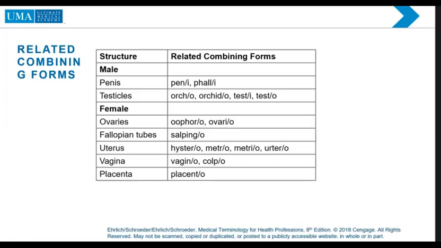It also lists the combining forms for female. You have ovaries: oophor and ovari. For your fallopian tubes, the combining form is salpingo. Terms referring to the uterus are hystero, metro, metri, and utero. For the vagina, you have vagino and colpo, and for the placenta, we have placento.